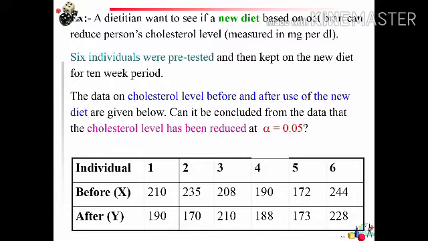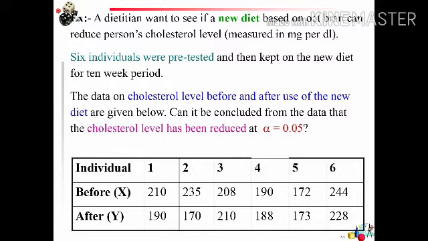So here, what is the research question? The new diet that is based on oat bran can reduce the patient's cholesterol level. That is, the new diet is effective for reducing the cholesterol level. The data are given here: 6 individuals, with the corresponding before and after values.